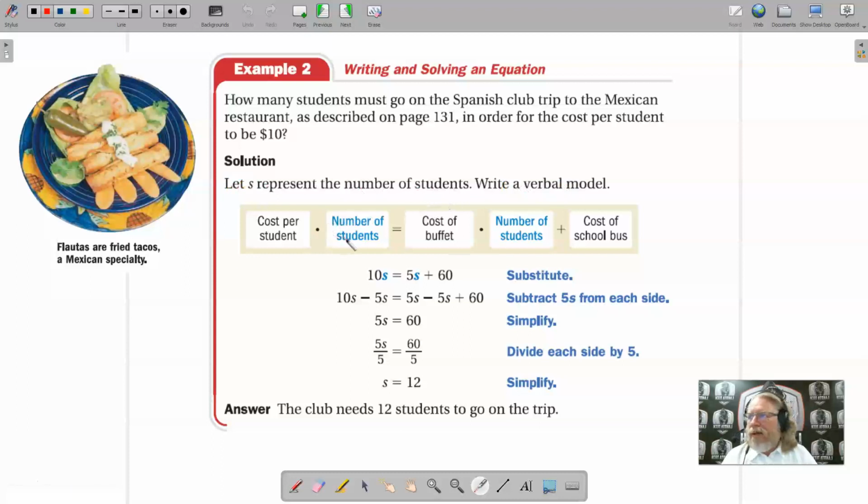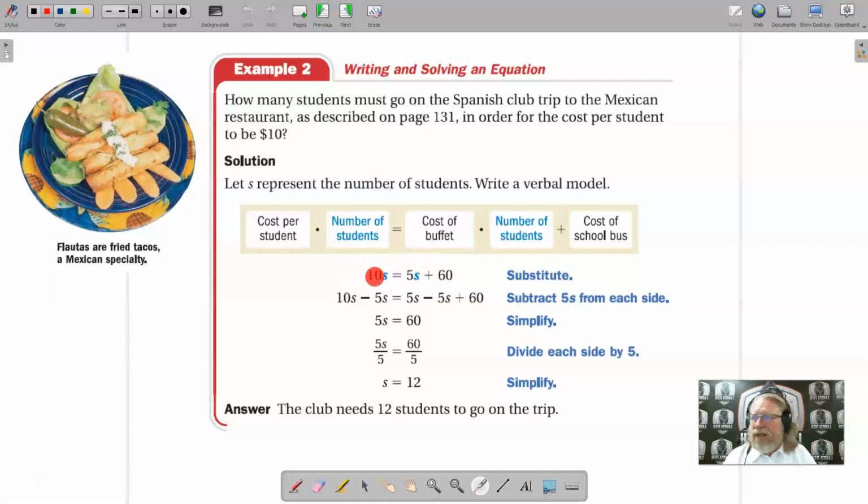Well, we know that we have the cost per student we want to keep to $10, right? So this is going to be our money that the students are paying. And this is the student cost over here. So we want what they're paying to be equal to what it cost. What they're paying is determined by the cost per student and the number of students. How much the cost is altogether is the cost of the buffet, which is $5, multiplied times the number of students. And then also you've got the $60 that the bus trip cost. So that's how this is set up.